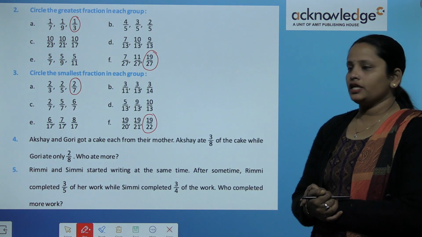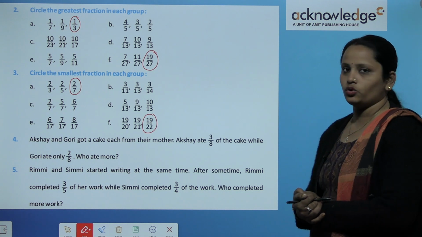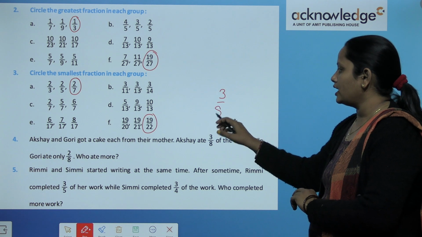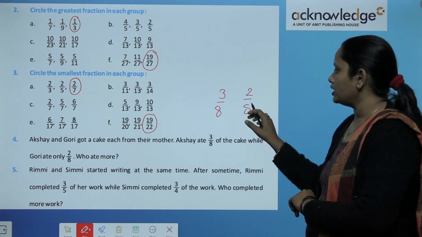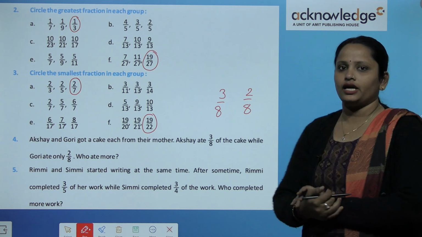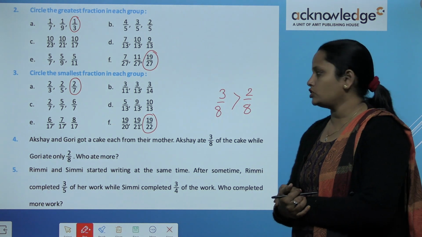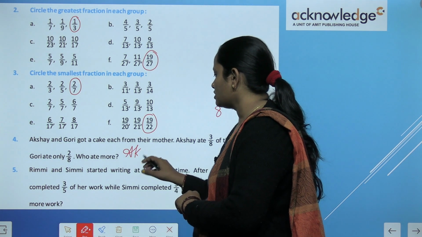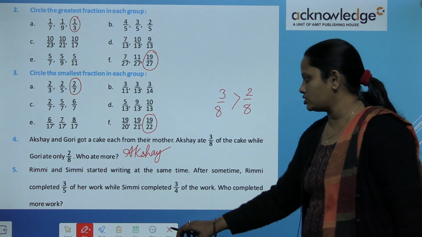Now Akshay and Gauri got a cake each from the mother. उनकी मम्मी ने दोनों को एक एक केक दिया. अक्षय ने 3/8 खा लिया, while Gauri ate 2/8. दोनों के डिनोमिनेटर क्या है, सेम है. न्यूमरेटर को कंपेयर करते हैं, which one is greater? So 3/8 is greater. Who ate more? So what will be the answer? Akshay. Similarly do the next question.